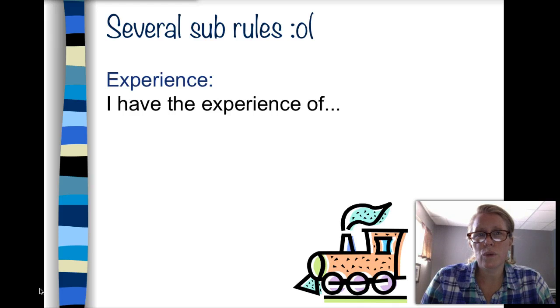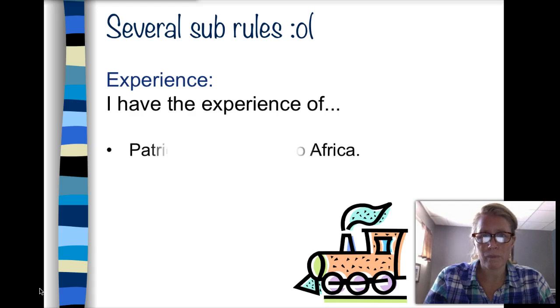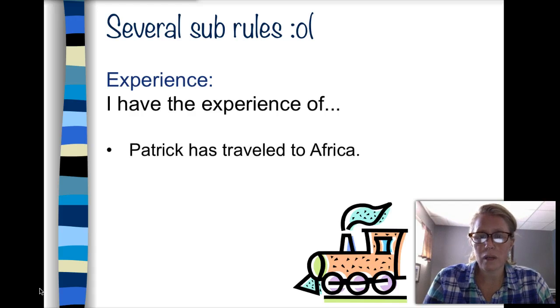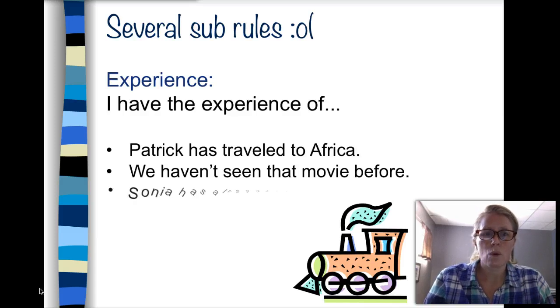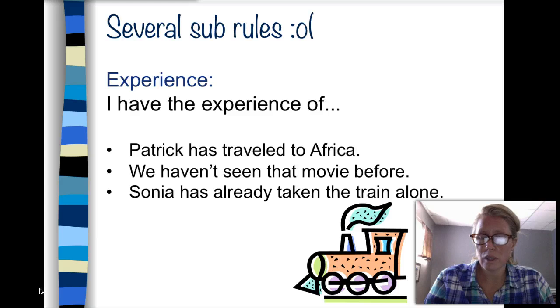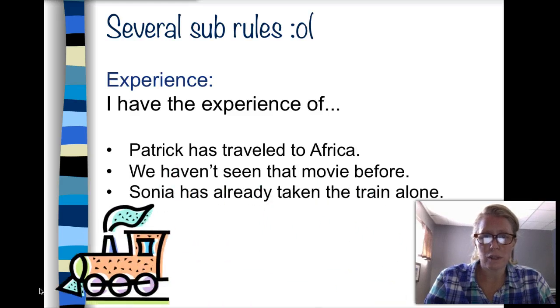We also use the present perfect to talk about having the experience of something. So we could say Patrick has traveled to Africa. We don't know when. It's an unspecified time, but he has the experience of being in Africa. Or we haven't seen that movie before. We don't have the experience of seeing that movie. Or Sonia has already taken the train alone. She has that experience. Oh, there she goes.